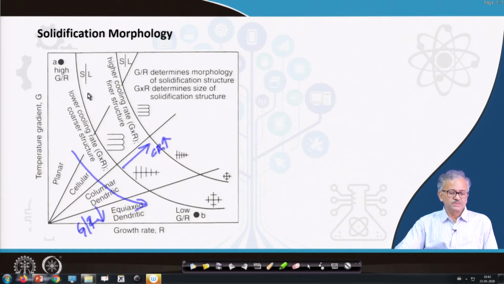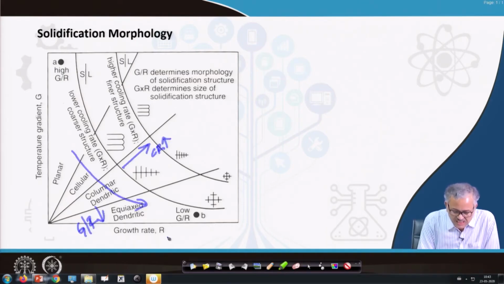So the morphology and the solidification substructure can be mapped in a two-dimensional domain of thermal gradient and solidification rate. Thermal gradient, as you know, is the temperature gradient, with unit Kelvin per centimeter, and R has a unit of centimeter per second, that is the solidification rate. And GR has a unit of Kelvin per second.